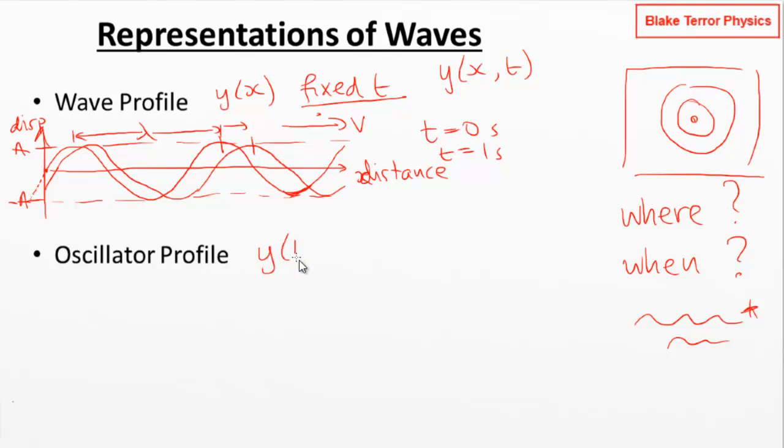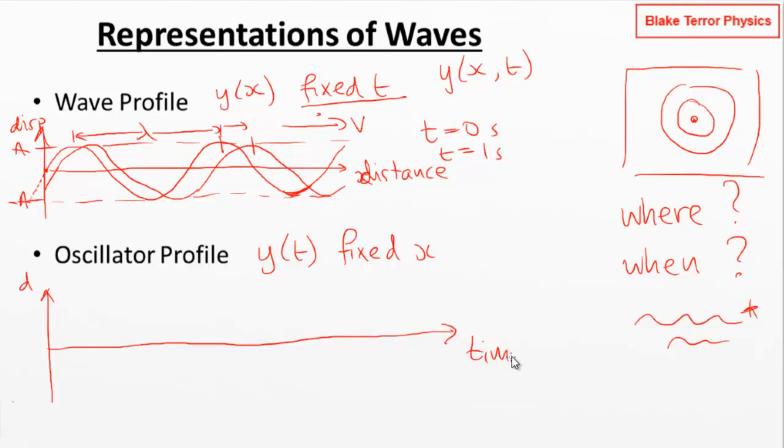So we'll now take y as a function of time and we'll fix the point in space. So we fixed x. So this might be looking at what's happening for the displacement at the point right in the center here. So we've now got displacement against time rather than distance, because we've fixed the position and we're just seeing how things change with time.